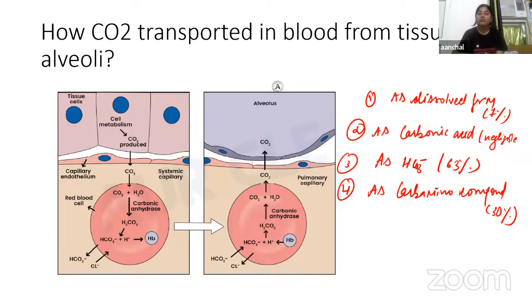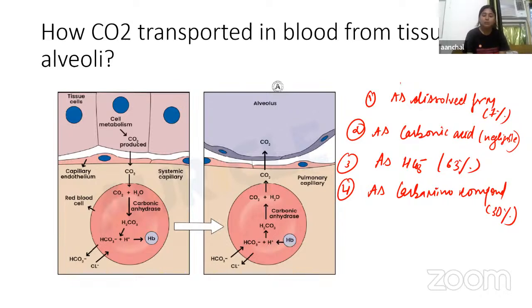Now, next we have the second form, that is carbonic acid, and it is considered to be negligible. Okay, so part of the dissolved carbon dioxide in plasma combines with water to form carbonic acid, and the transport of carbon dioxide in this form is very little, right?